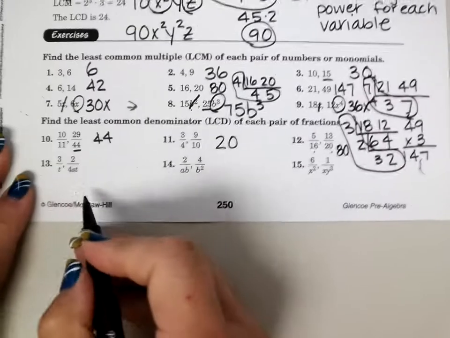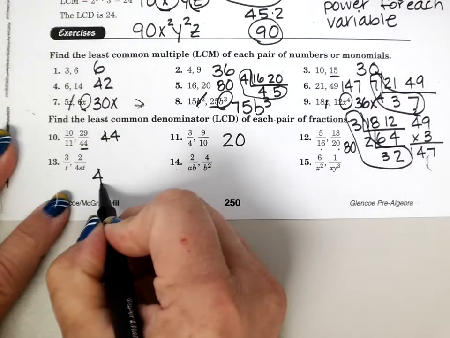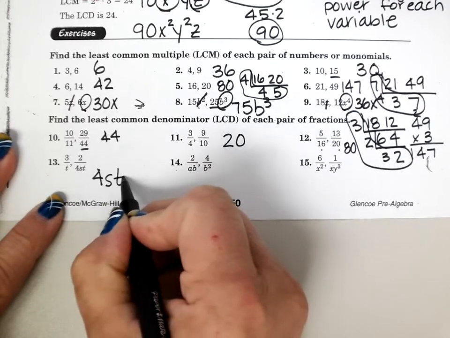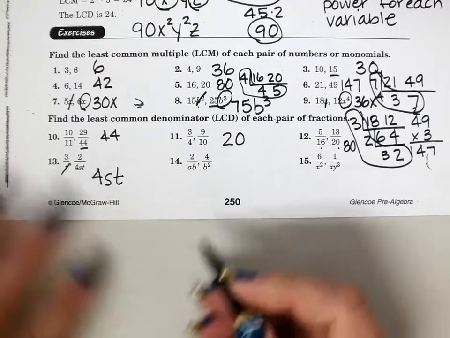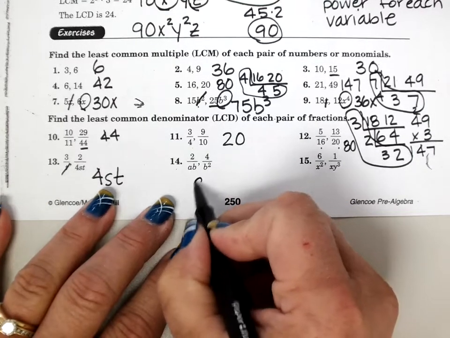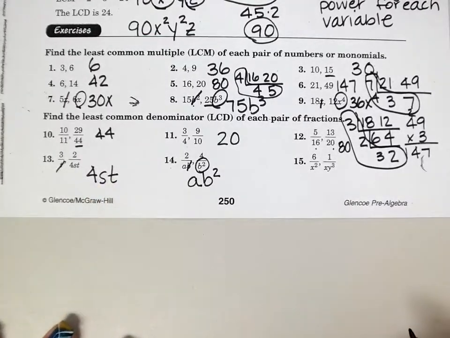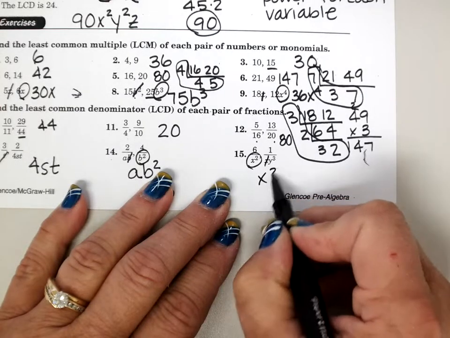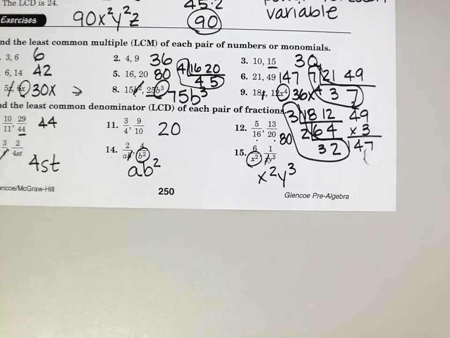This one here, there's only one number, 4, so you have to use it. And you have to use every variable. If there's multiple ones, you use the bigger power. So I have to use the s and I have to use the t. I won't use that t. I have to use every variable, so I use a. You got a b and a b squared, use the b squared. I have to use every variable. I have an x and an x squared, use the x squared, and there's a y cubed. You have to use every single factor or every single variable.